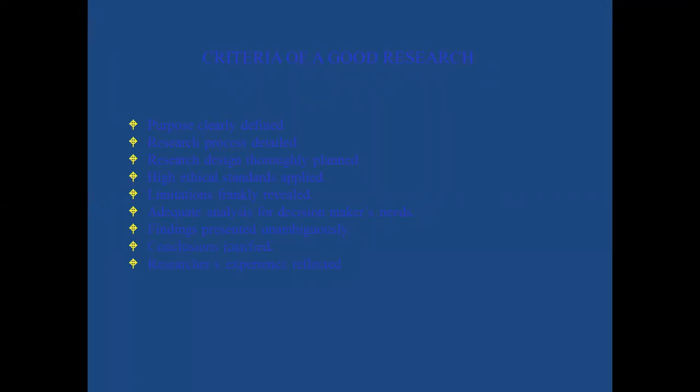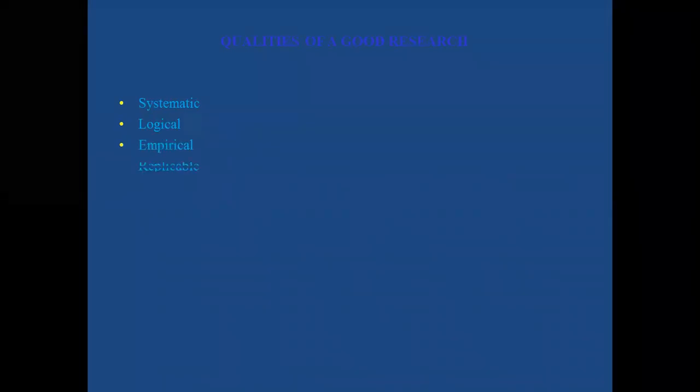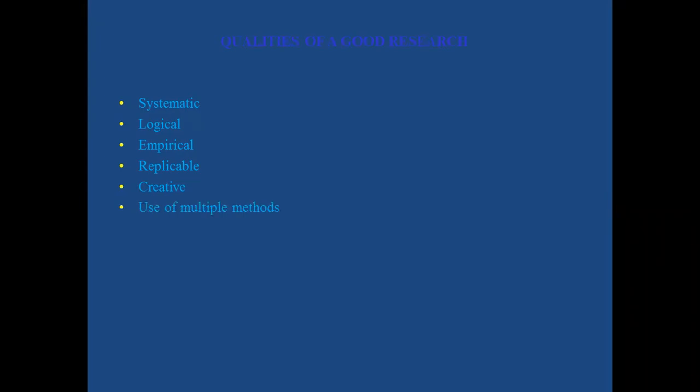So the researcher's experience reflected, and then qualities of a good research, we can say in summary, it should be systematic, scientific, logical, empirical, evidence based, replicable. So it must be repeated. Results must be the same with plus minus variation. So systematic, logical, empirical, evidence based, replicable, and creative. Then use of multiple methods. Depending upon the nature and type of problem, multiple methods may be used.